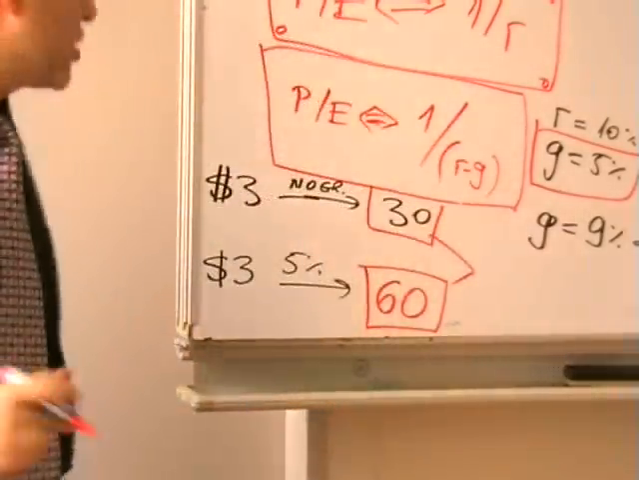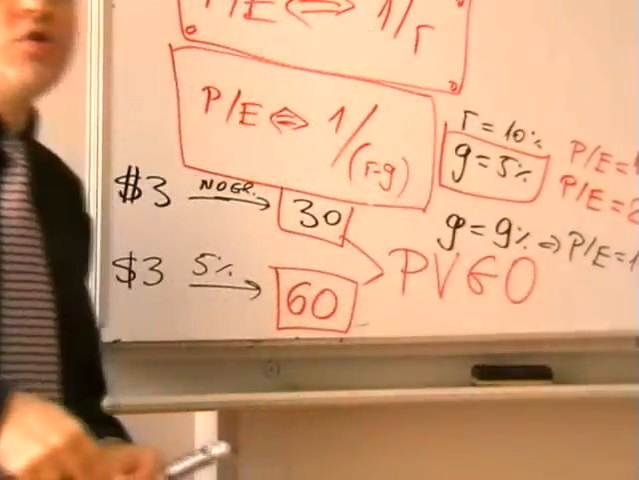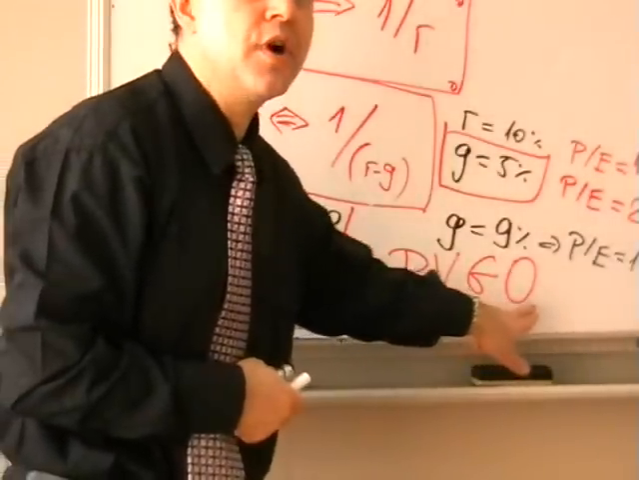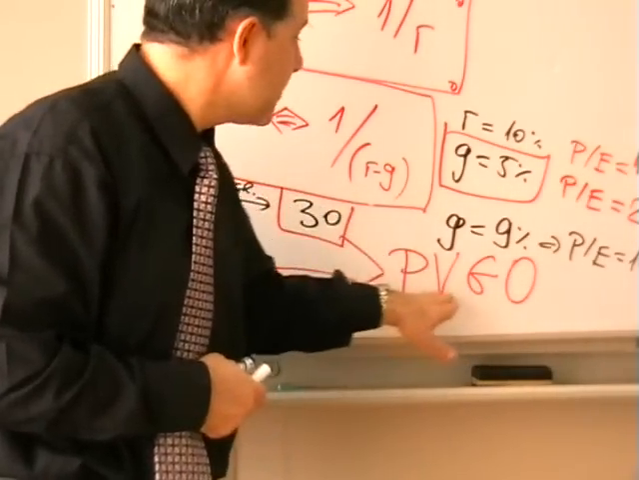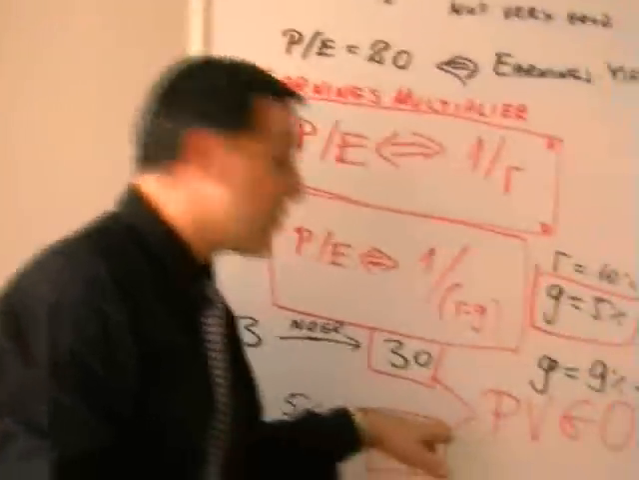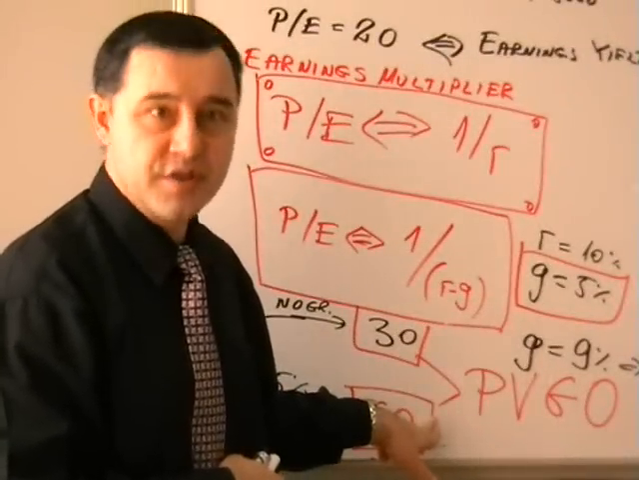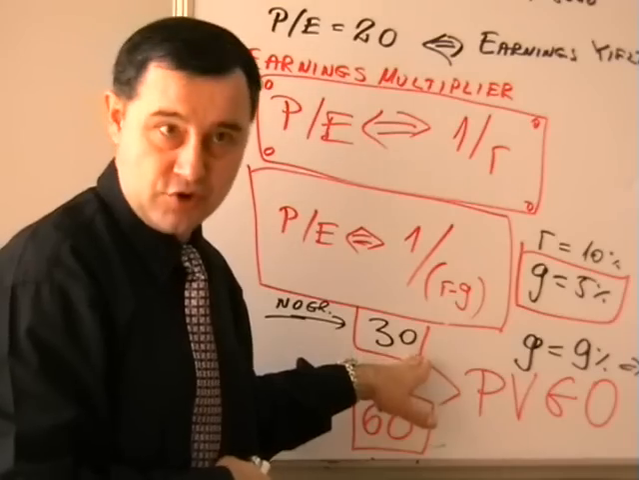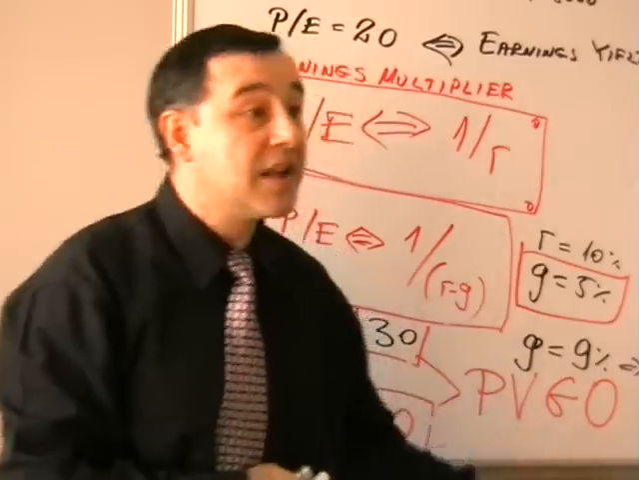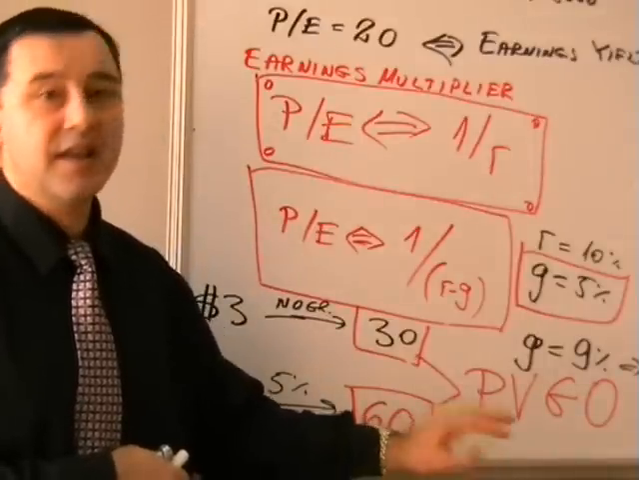And the difference from 30 to 60 we call PVGO, which stands for present value of growth opportunities. So in this particular case, the present value of growth opportunities is the difference between 60, which is the value of the stock with growth, and the value of the stock without growth. The difference we call the value of growth, the present value of growth. The textbook derives it a little bit differently, but the fundamental idea is identical.